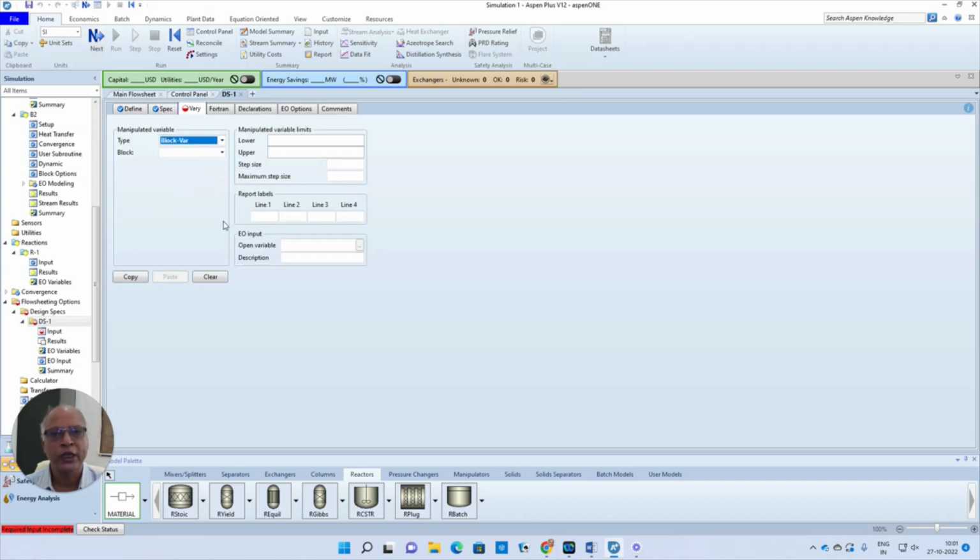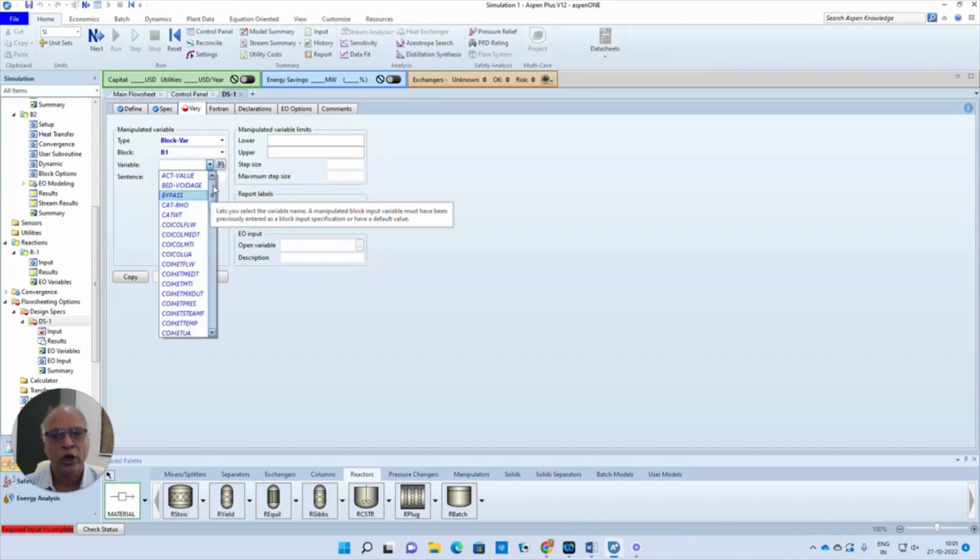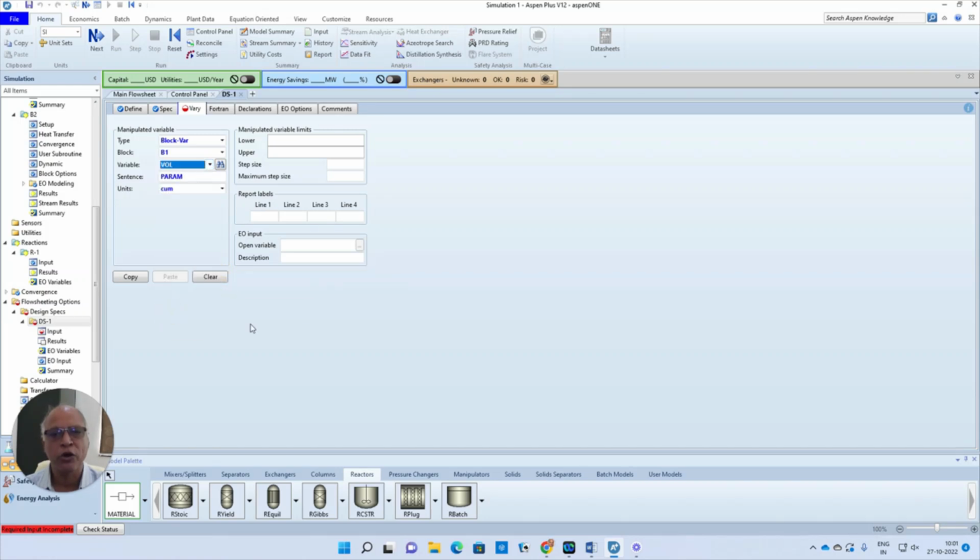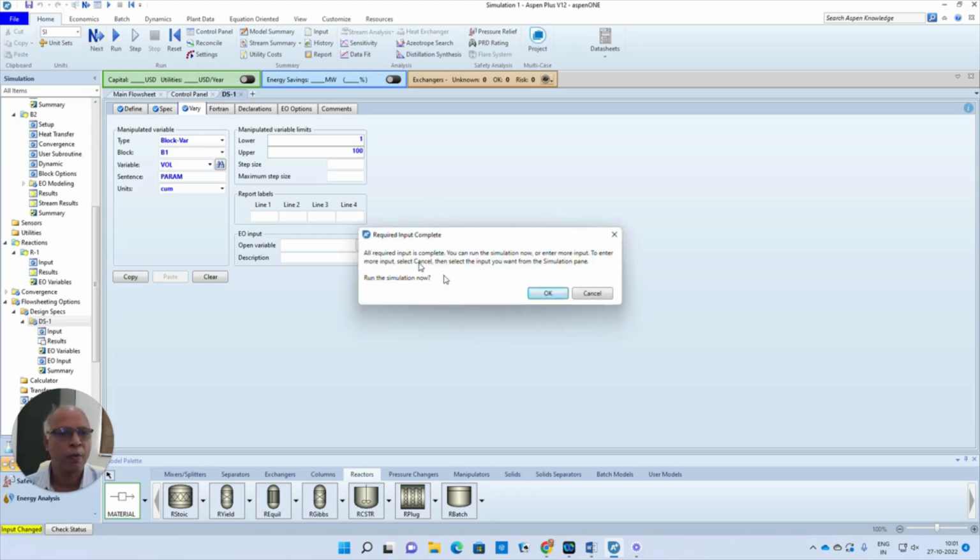So one of the problems with the design spec is we will be able to vary only one variable. So I have chosen to vary the volume of the first reactor. Unfortunately, we will not be able to vary the volume of the second reactor in design spec because it will not allow us to vary more than one variable. So let's assume the volume of the first reactor is being varied from 1 to 10. Or you can even give a large value, let's say 100, doesn't matter. So having defined this, now let us run the problem.